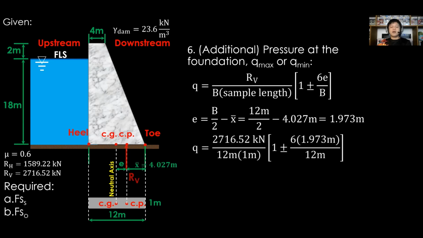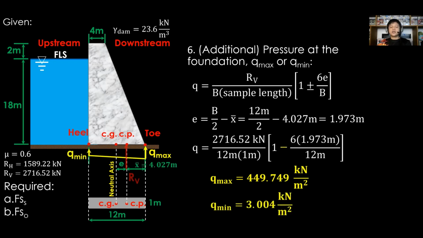Substitute in the equation the values of RV, B, unit length, and E. First, consider the addition or plus operation. The value of Qmax is 449.749 kilonewtons per square meter. While, if we consider the subtraction or minus operation, the value of Qmin is 3.004 kilonewtons per square meter. Which means that the impact now of the dam is lesser due to the hydrostatic uplift U.